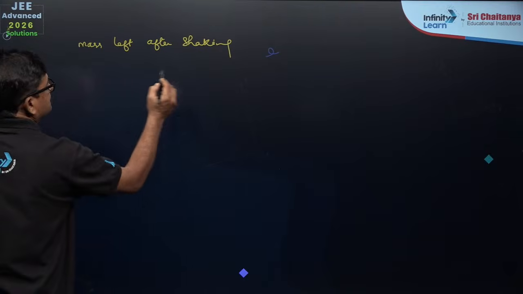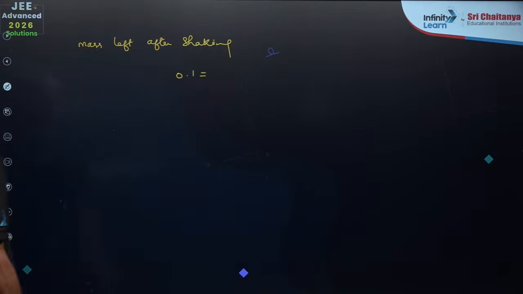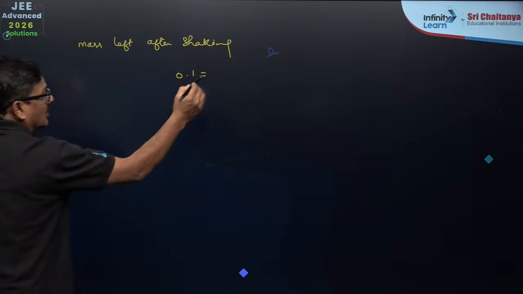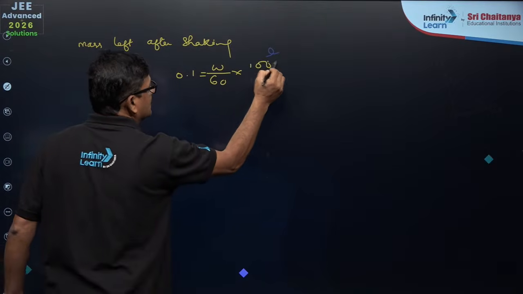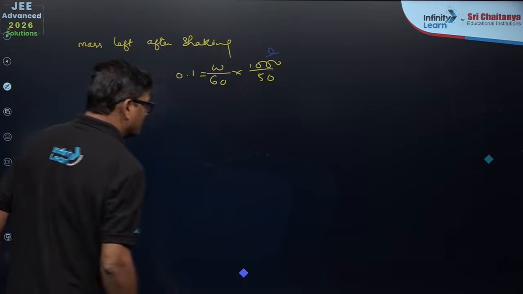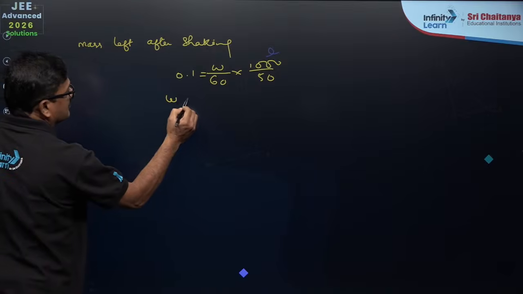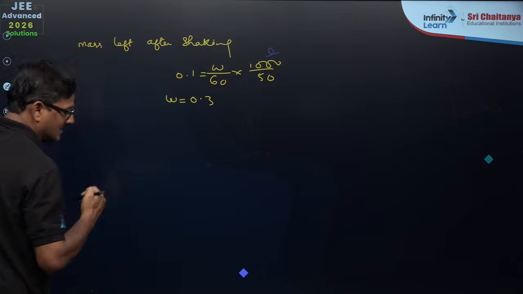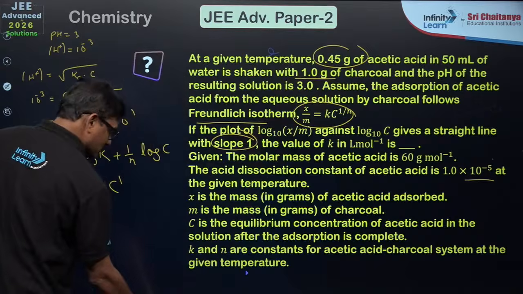That is equal to weight by molecular weight, 60, into 1000 by 50. 50 milliliters of solution, isn't it? So weight is going to be 0.3. So initially you have taken 0.45 grams.